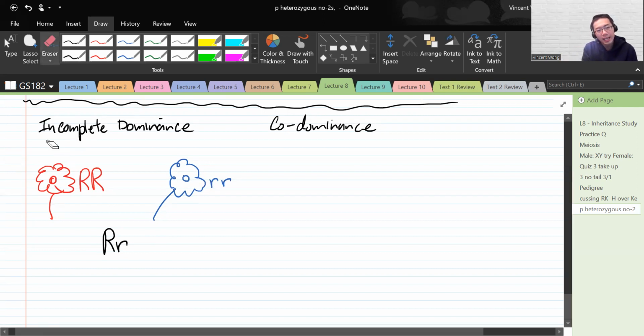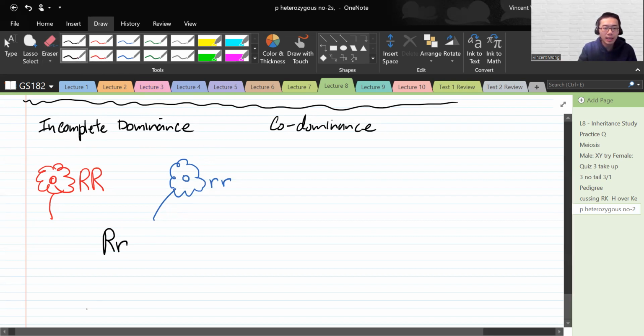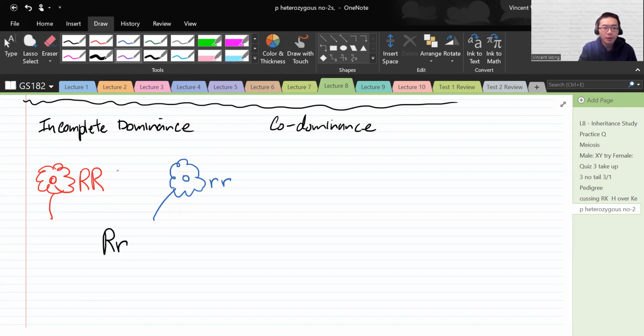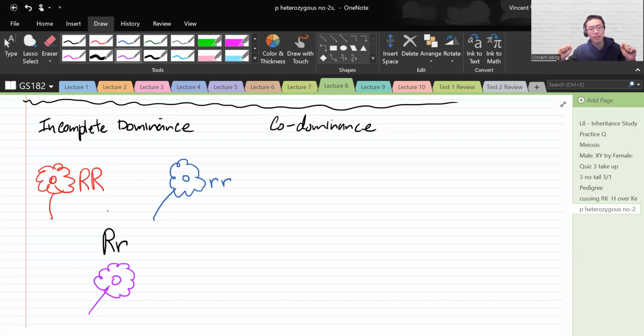So in the case of incomplete dominance, what you're gonna end up getting is a flower that's somewhere in between, like a mix of them. So it's gonna be like a purple color. Incomplete dominance means the heterozygous condition is a blend of the two pure forms. So like white and blue, you end up having a purple flower in between. Red and white, you end up having a pink flower in the middle.